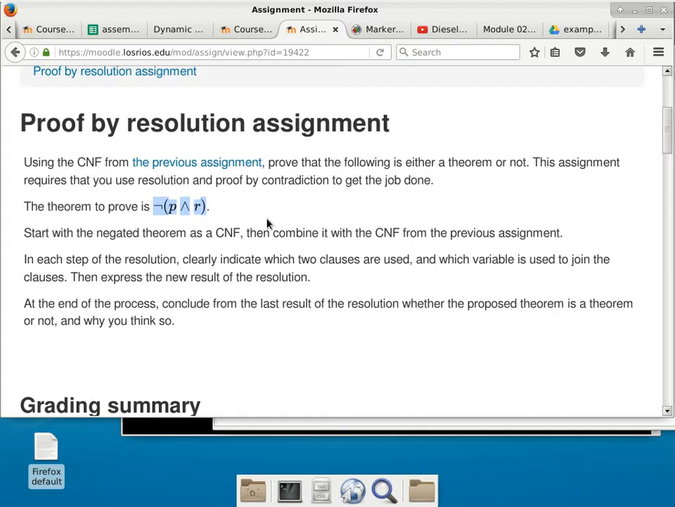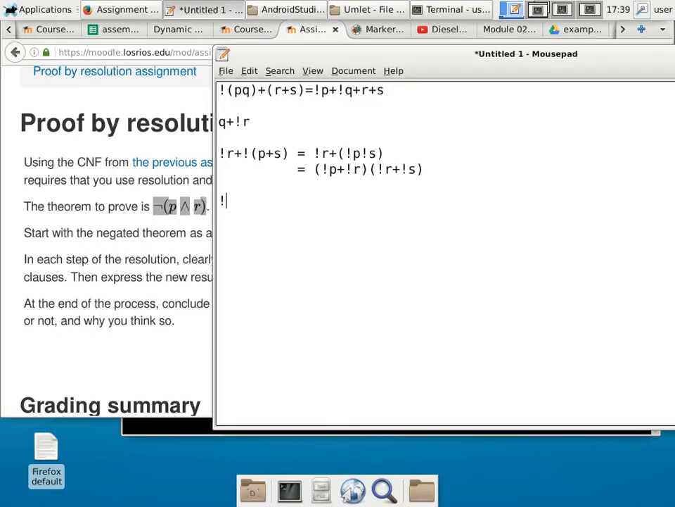When you want to prove by contradiction using resolution, the first thing you need to do is to negate the theorem itself. So we have not (P and R) as the original theorem, but you have to negate the theorem first before you put it into the CNF. Now you have the negation of the negation, so that cancels out and you just get P and R left. And P and R by itself is already a CNF because P is by itself a CNF, and R is by itself a CNF. So when you have a conjunction of two CNFs, it is also a CNF.